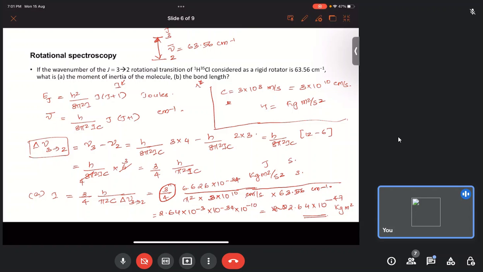So centimeter inverse and centimeter will cancel out. You have a per second here, which will go up here as second, so that makes it a second square. And these two second square will cancel out, and it will become kilogram meter square.